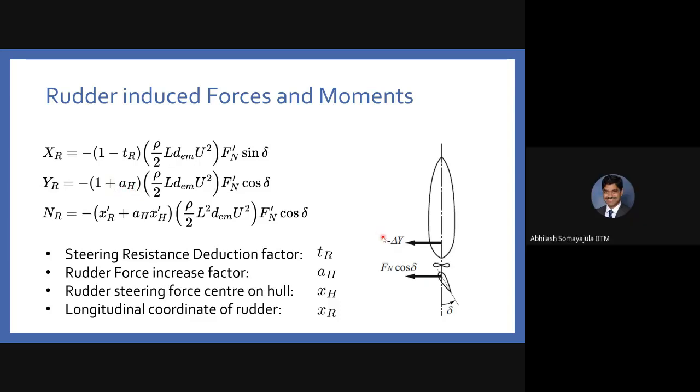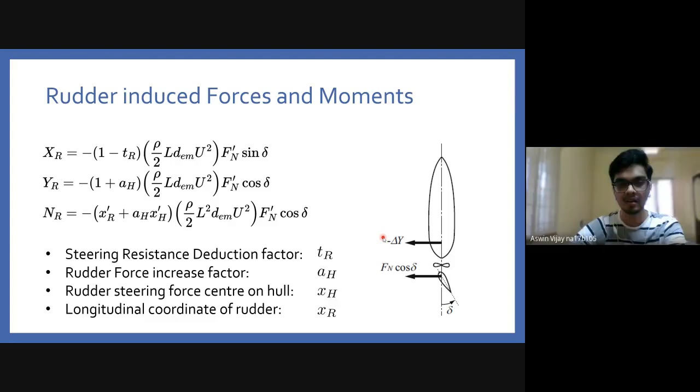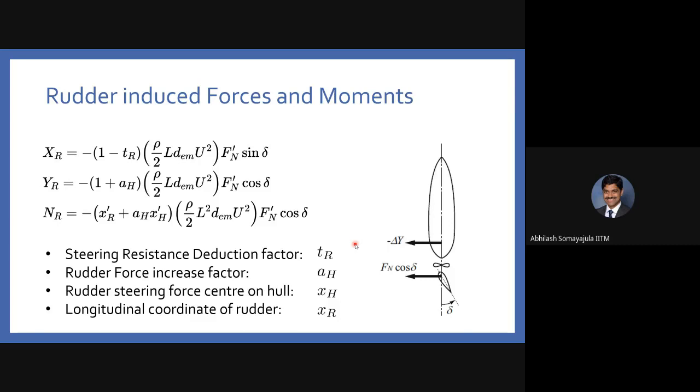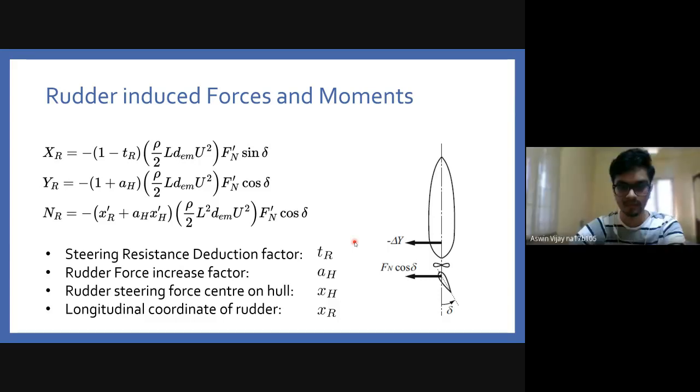So AH is positive or negative? AH is positive, and 1 plus AH is 1.36, so AH is 0.36. That is what is given in the paper. 1 plus AH is greater than 1, which means that the rudder force, so the net force, is coming out to be greater than Fn cos delta. Yes. But here it's given minus y. I'm not sure which one to follow.